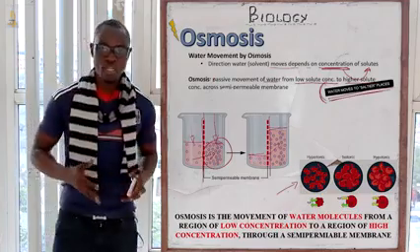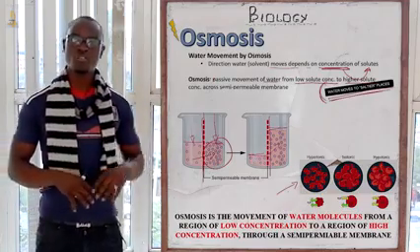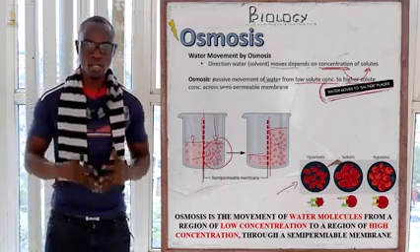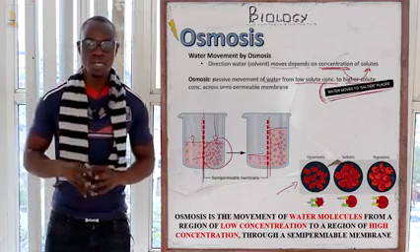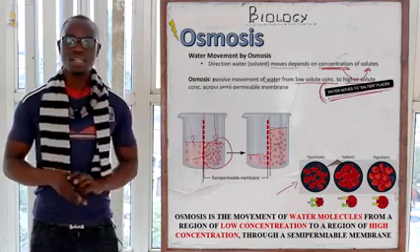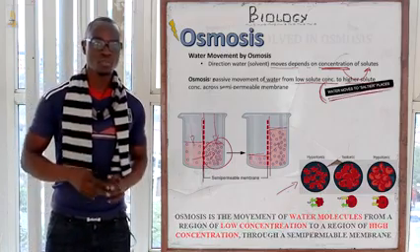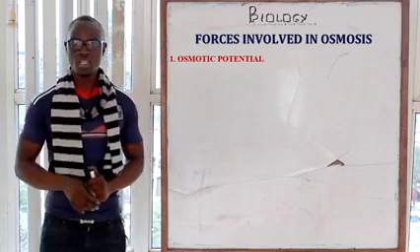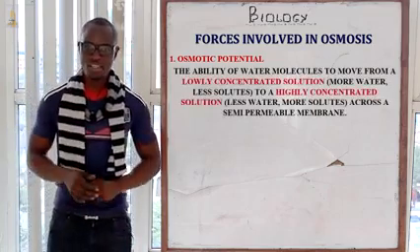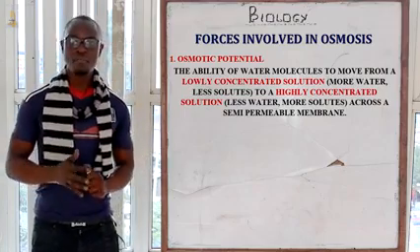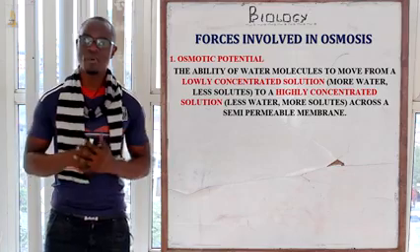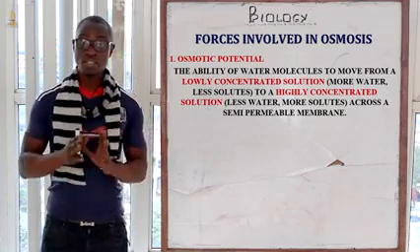This is the movement of water molecules from a region of low concentration to a region of high concentration through a semi-permeable membrane. So that is osmosis. Let's look at the forces that influence osmosis. The first force is osmotic potential. So what is osmotic potential? You will say that osmotic potential is the ability of a solution to develop osmotic pressure when separated by a semi-permeable membrane.